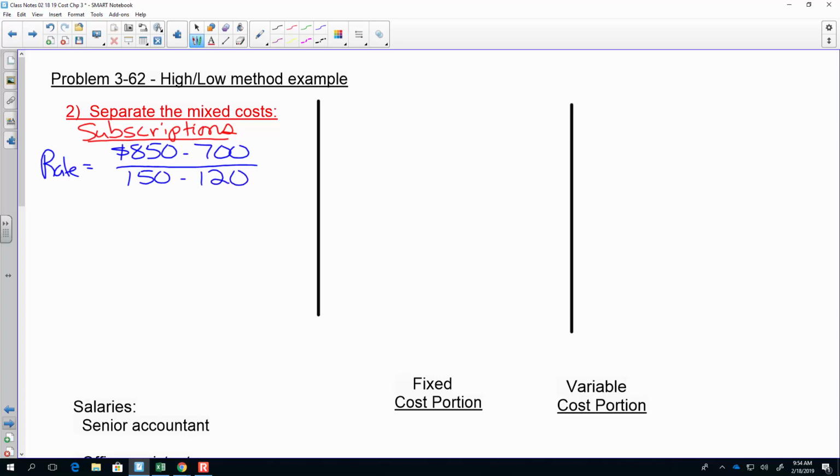This is step 2 of the high-low method. Simply coming up with the what? What rate am I coming up with here? I just put rate there for a reason. Variable. The variable rate is what I'm coming up with here. So I have what? 150 divided by 30, which is what? $5. $5 is our variable rate.